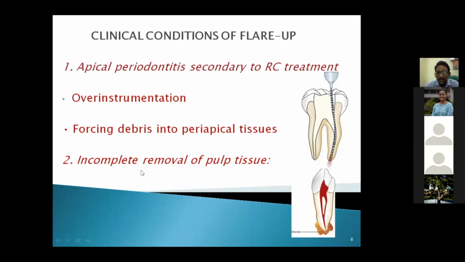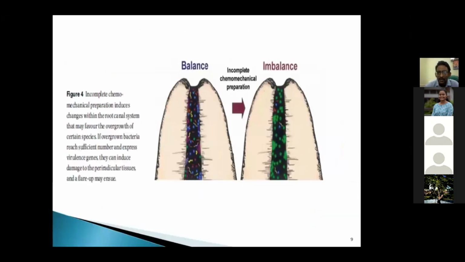When there is incomplete removal of the pulpal tissue, if while during RCT you do not remove the complete pulp from the root canal space and there is some necrotic infected pulp left behind, then this is the root cause of the pain and swelling, because the bacteria can regrow, multiply, and spread the inflammation.